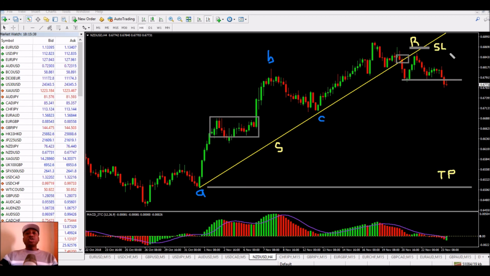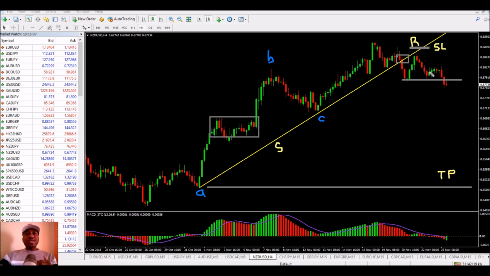I recommend that you always look for a trade setup that's going to give you more than 1:1. Here we can see that the stop loss and the take profit, the take profit is even more than twice the stop loss. So this is a very good trade setup. This is how you can trade and make money trading an uptrend line.